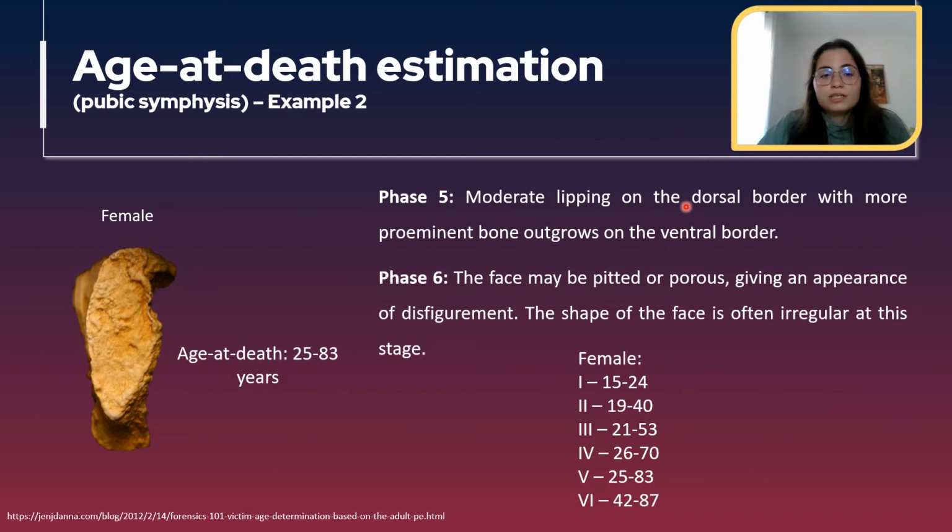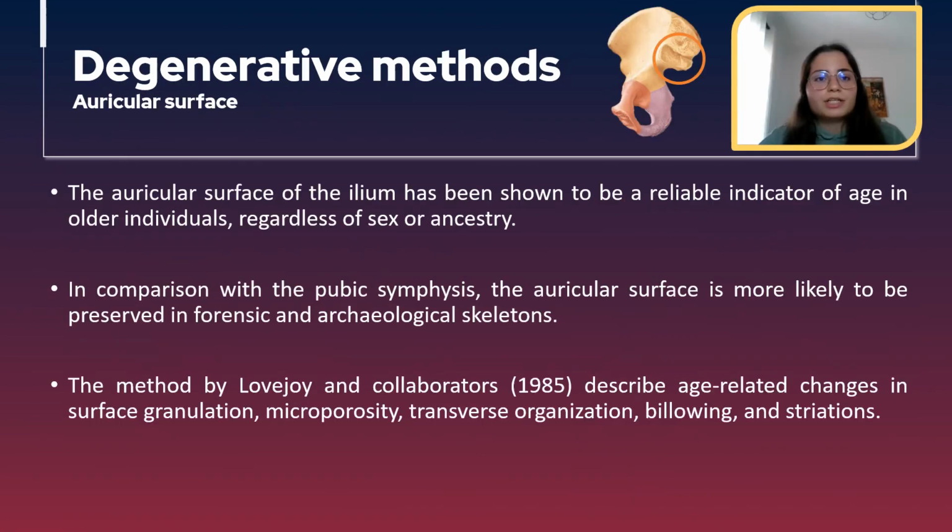to 83 years old. The auricular surface of the ilium has been shown to be a reliable indicator of age in older individuals, regardless of sex or ancestry, and the auricular surface is this part here of the coxae. In comparison with the pubic symphysis, the auricular surface is more likely to be preserved in forensic and archaeological skeletons, given that the pubic symphysis is a fragile zone of the coxae.